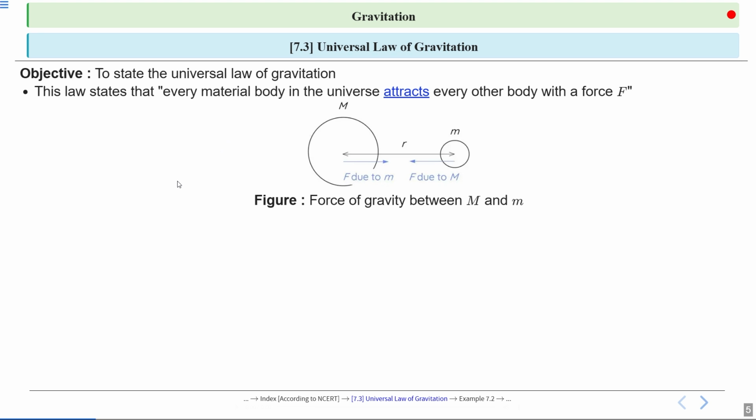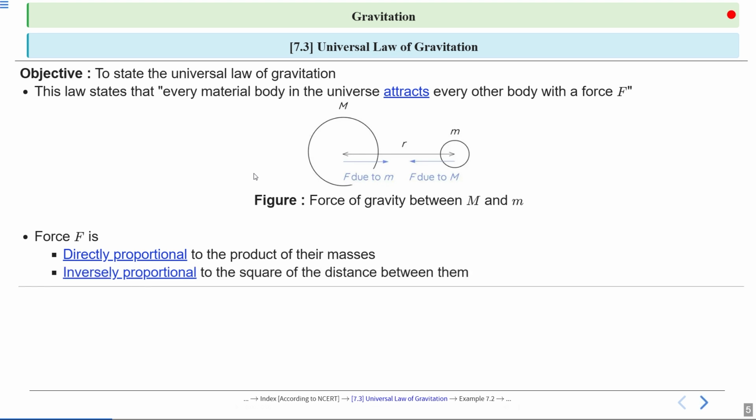Take a look at the figure illustrating the gravitational force between two masses. First, capital M, second, small m. So force F is directly proportional to the product of their masses. So the force F is influenced by two main factors. First, it is directly proportional to the product of masses involved. This means that the greater the mass, the stronger the gravitational pull between them.